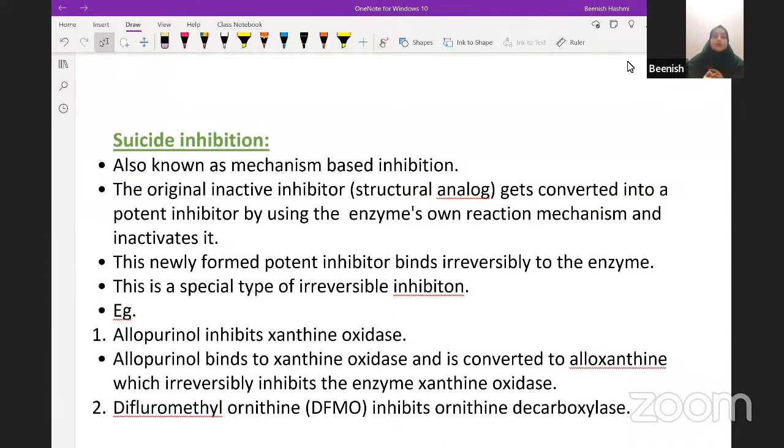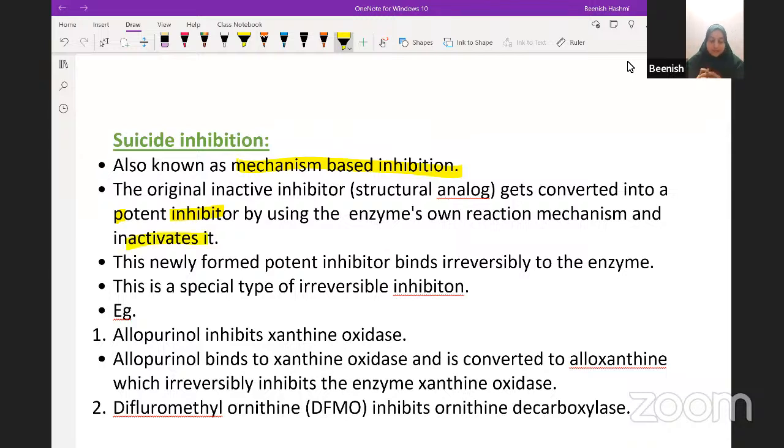Now, moving forward to suicide inhibition, again important. You can be asked about suicide inhibition in short notes. It is also known as mechanism-based inhibition. The original inactive inhibitor, which is a structural analog of the substrate, gets converted into a potent inhibitor by using the enzyme's own reaction mechanism and inactivates it.